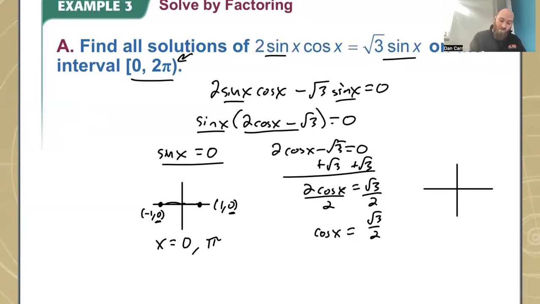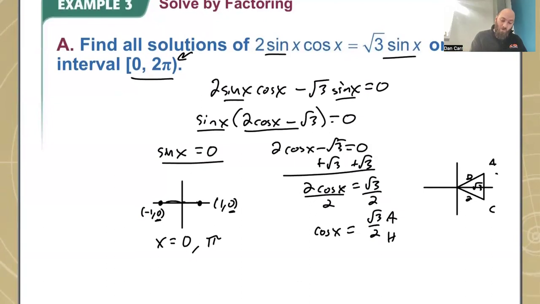For cosine of x, since it's positive, it's going to be in the first and fourth quadrants. So I'm going to model this. It's going to be adjacent over hypotenuse. So it looks like this. Here's one triangle, here's the other triangle. So that's square root of 3, that's 2, and that's 2 there. Just like our earlier examples, these are both going to have reference angles of pi/6. So that's the angle right here that it makes to the x-axis.